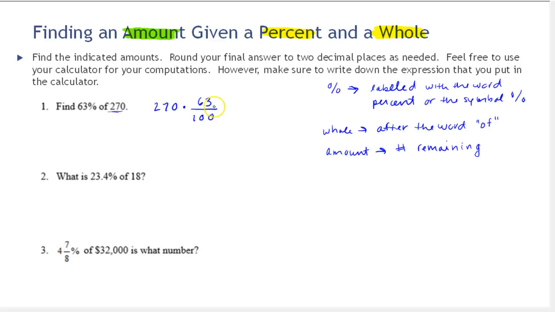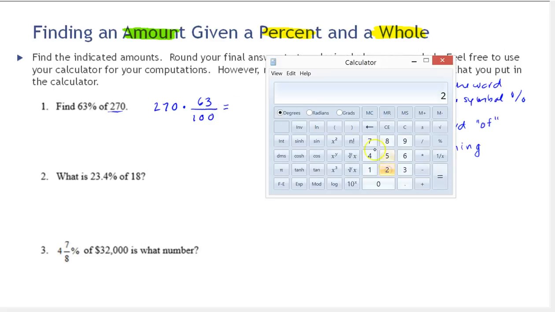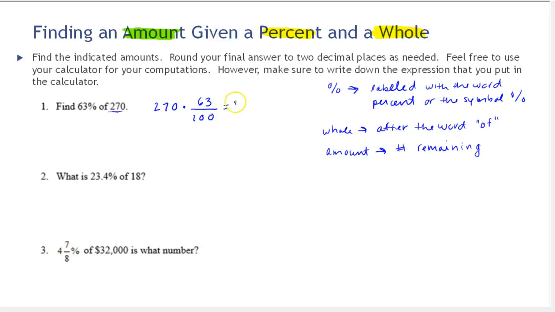Okay, so that's why we take the whole and we multiply by 63%, written as a fraction. You can also write this as a decimal, but we're going to write them all as fractions because it carries over nicely to the other types of problems. So 270 times 63 divided by 100. This gives us 170.1. Let's look at the next one.